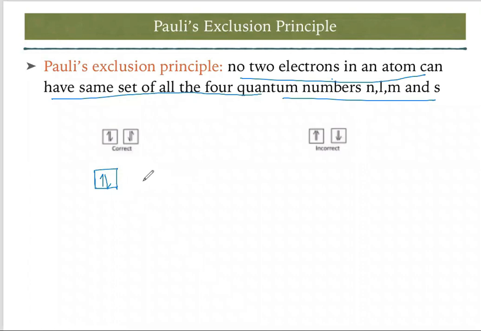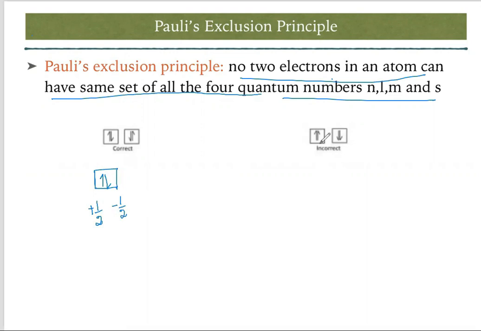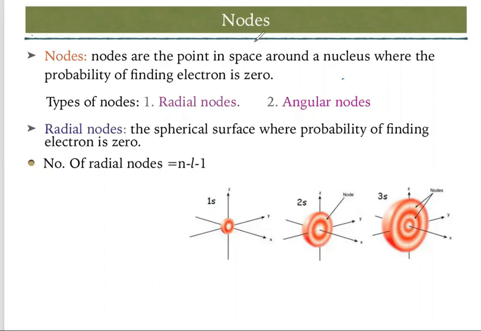Whenever we are filling electrons in a box, one box represents a maximum of 2 electrons. Those 2 electrons are plus half and minus half. So this up spin is plus half, and this down one is minus half. The incorrect statements are like, you cannot put both electrons with up spin, that is wrong, or both electrons with down spin, that is also wrong. So you have to fill the electrons with one up, representing plus half, and another down, minus half. Next concept we will discuss is nodes.